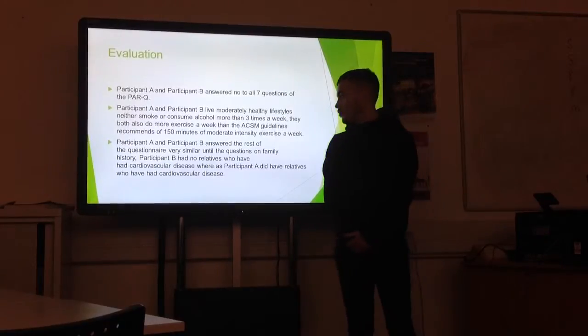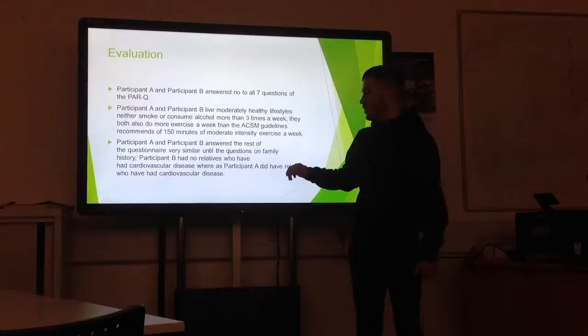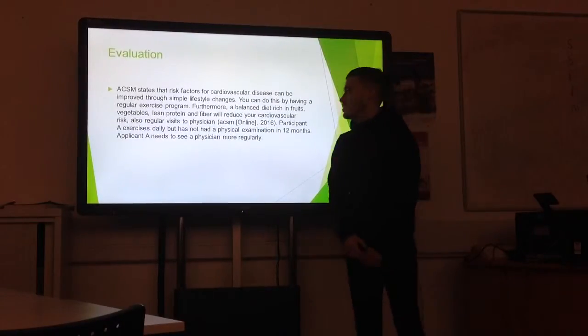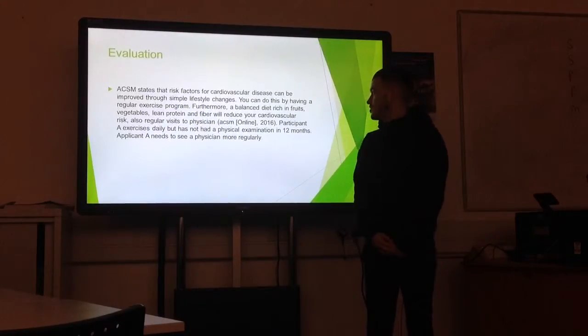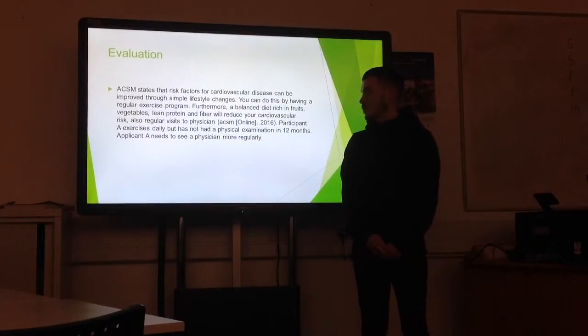Participant B had no relatives who had had cardiovascular disease, whereas Participant A did have relatives who have had cardiovascular disease. The ACSM states that risk factors for cardiovascular disease can be improved through simple lifestyle changes. You can do this by having a regular exercise program. Furthermore, a balanced diet rich in fruits, vegetables, lean protein and fibre will reduce your cardiovascular risk. Also, regular visits to the physician.